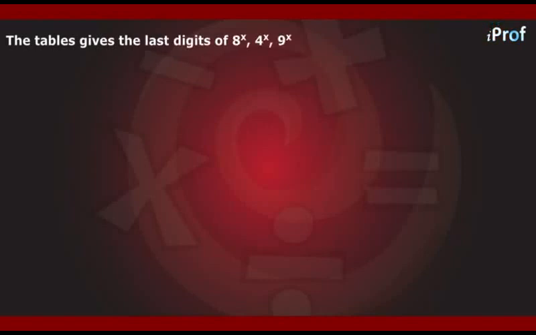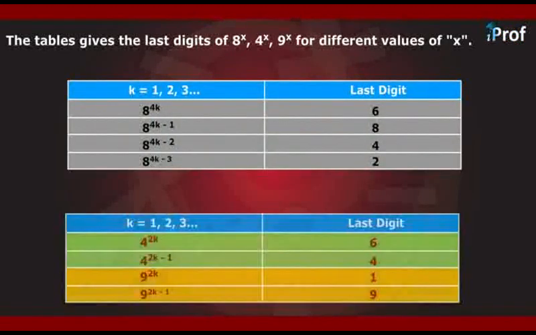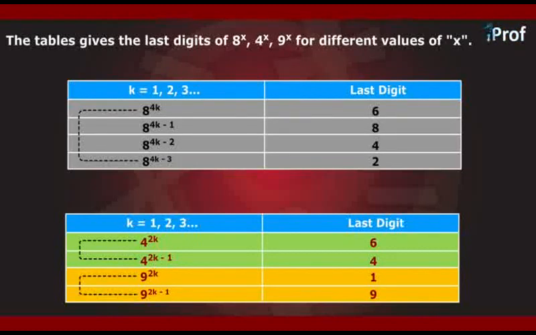The two tables give the last digits of 8 raised to the power x, 4 raised to the power x and 9 raised to the power x for different values of x. The last digit of the different powers of 8 is given as follows. Similarly, the last digit of the different powers of 4 is given below. And lastly, the last digit of different powers of 9 is as follows.